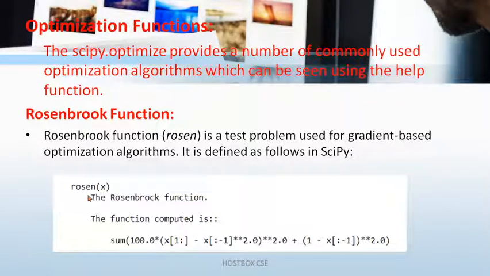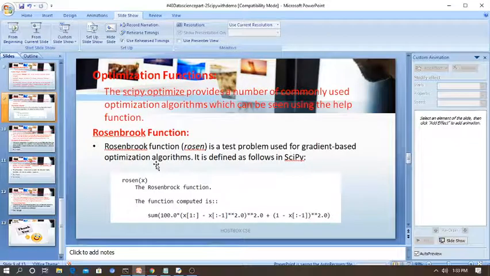How is it defined? Rosen of x is computed like this: the sum of 100.0 multiplied by the bracket x[1:] minus x[:-1] squared, plus 1 minus x[:-1] squared, and so on. Doing this manually definitely takes time. So instead, we are going to see a small program on how to execute the Rosenbrock function, which is a type of optimization function. Any advanced mathematical problems can be solved with SciPy.